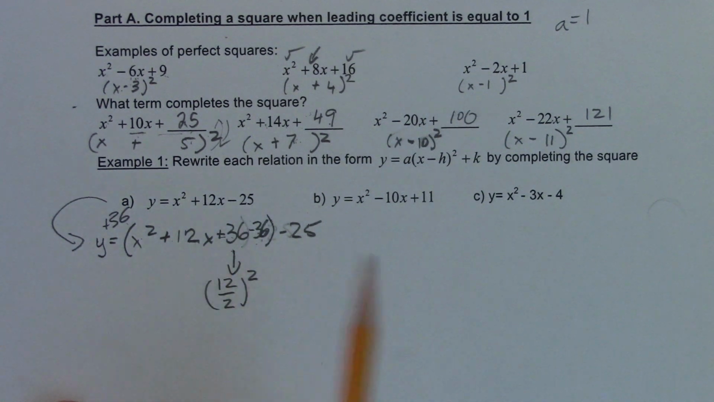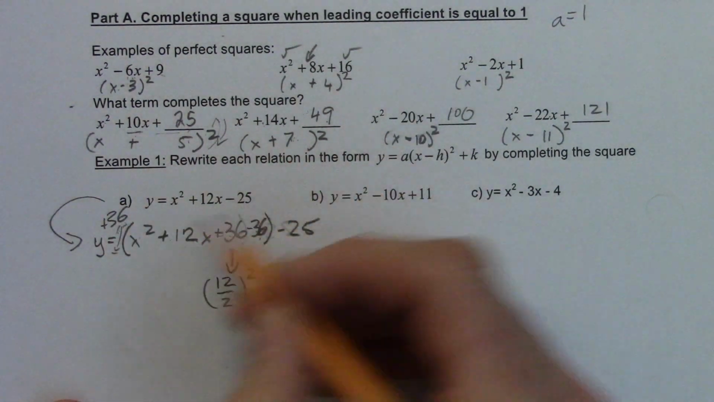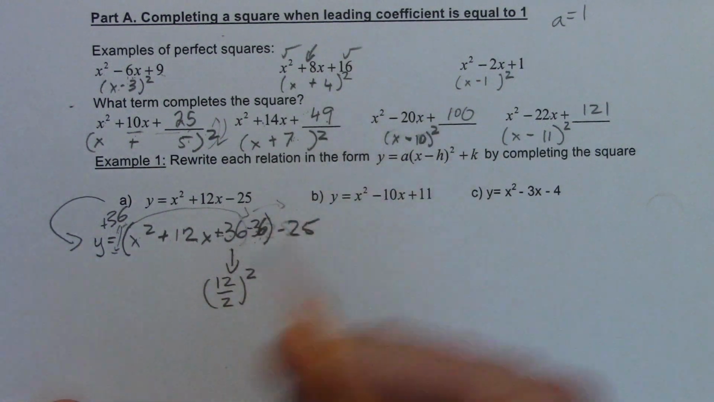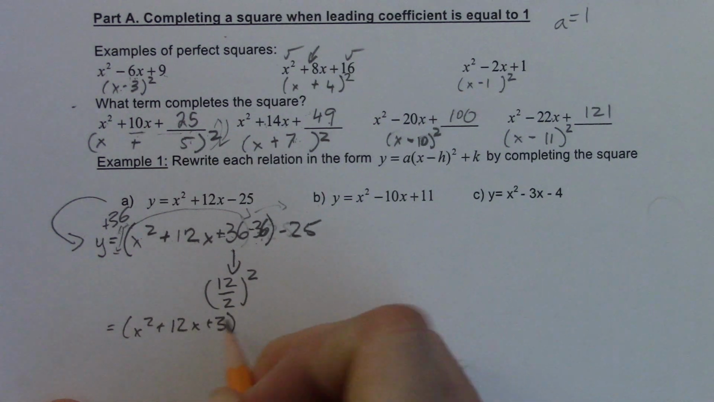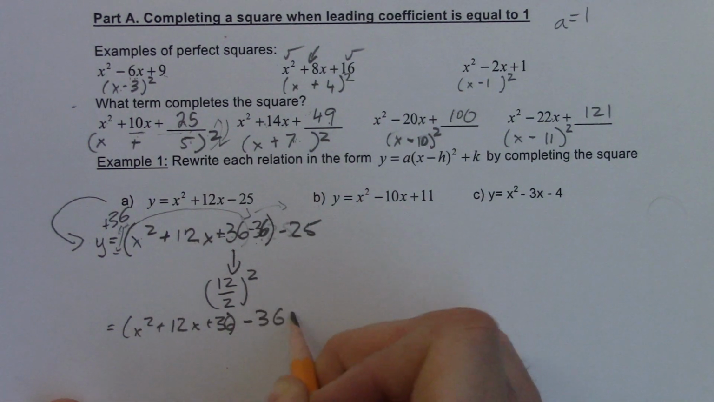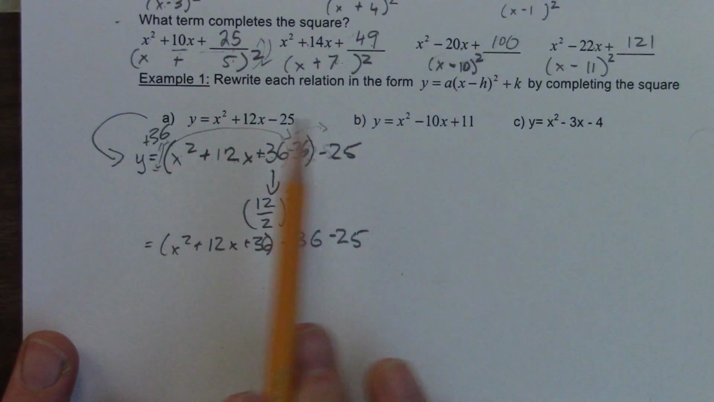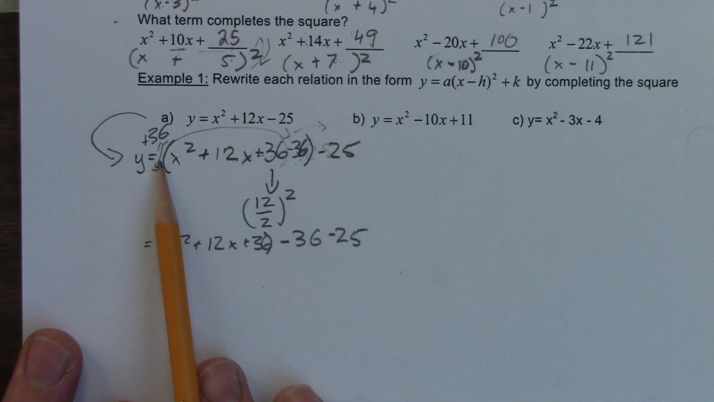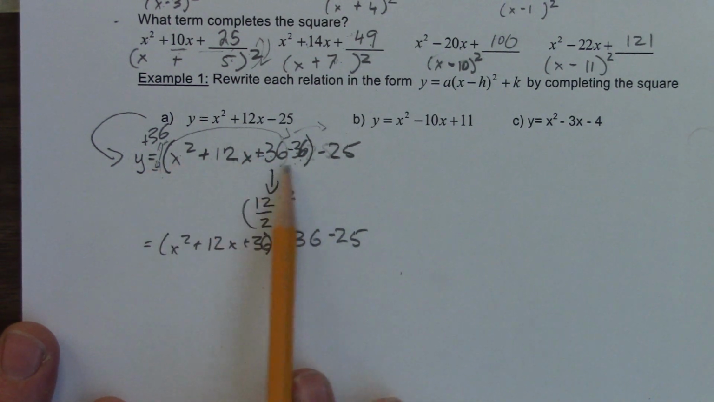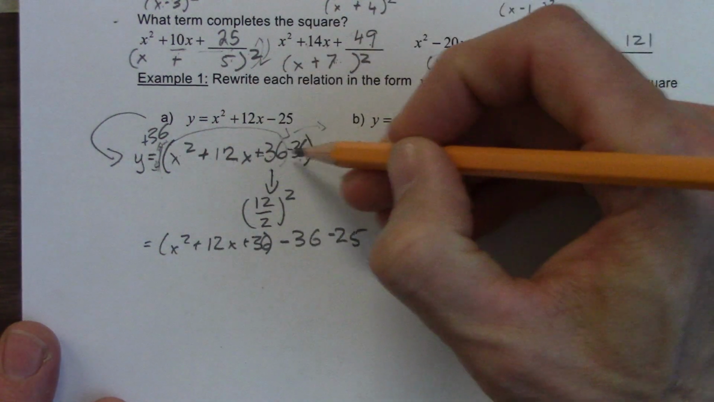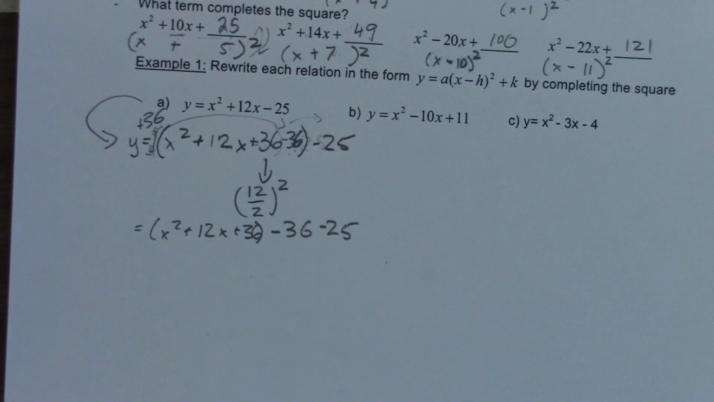So see this 36? I need to get it out of the brackets. There's a 1 in front of the brackets. 1 times negative 36, we'll jump that 36 out. So I can rewrite this as x squared plus 12x plus 36 minus 36 minus 25. Any questions there? It didn't look like I had to do anything here to get the 36 out, but as soon as your a value is not 1, you're going to need to multiply that 36 by whatever the a value is. So that's why I'm showing this step. 1 times negative 36 comes out of the brackets. Are there any questions up to there?